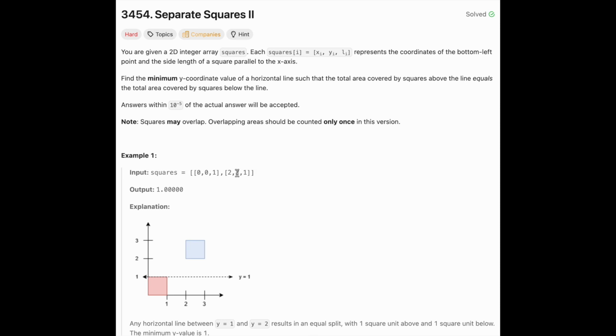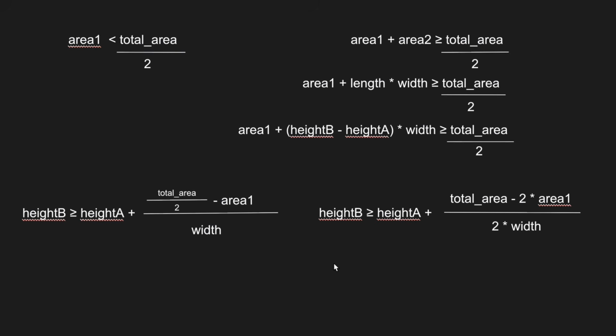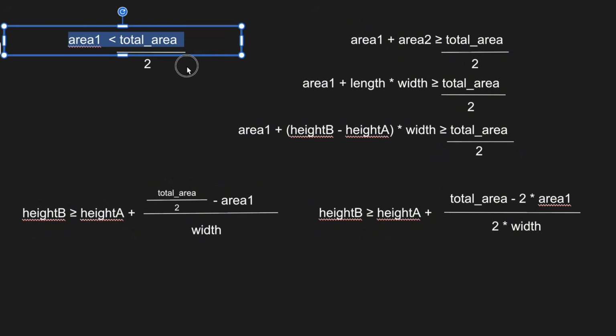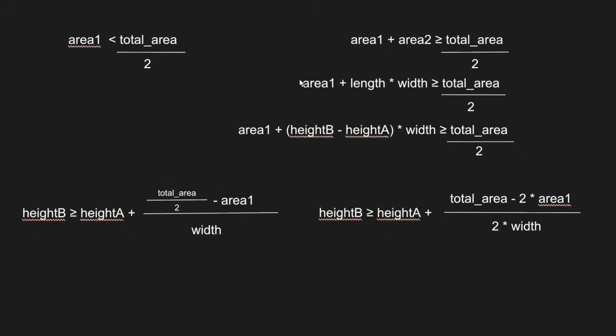So now that we have seen some examples, let's get to how we can solve this problem. Now we can use the same formula as we did in separate squares 1, but I actually found a simpler formula, but in case you want to do it this way, I'll explain it real quick. So let's say we have an area that is less than the total area divided by 2, and then as we move up the y coordinates, we find an area that is greater, then we will simplify it down to find the minimum height.